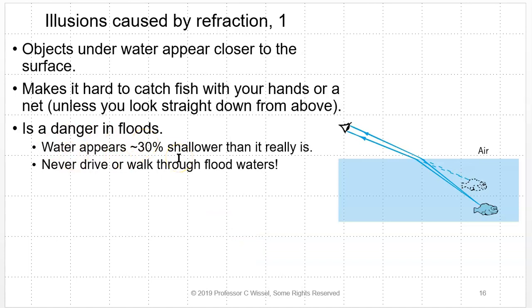Water appears about 30% shallower than it really is. So people make this mistake all the time. They'll drive their car into floodwaters because it doesn't look that deep. On top of that, when the water gets really deep, it can be moving really fast, but it looks like it's standing still. You all ever heard the expression, still waters run deep? It should be still looking waters run deep. And they run fast because they can.